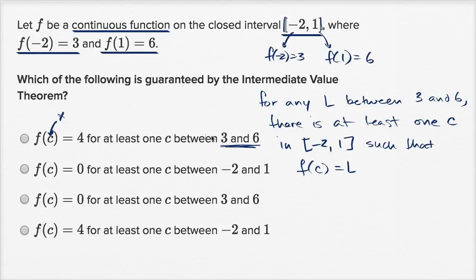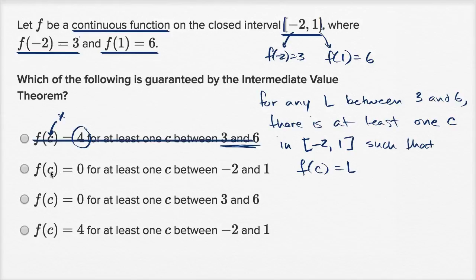We're not saying for at least one c between 3 and 6, f of c is equal to 4. We're saying for at least one c in this interval, the f of c is going to be equal to 4. It's important that 4 is between 3 and 6 because that's the value of our function. And the c needs to be in our closed interval along the x-axis. So I'm going to rule this out. They're trying to confuse us.